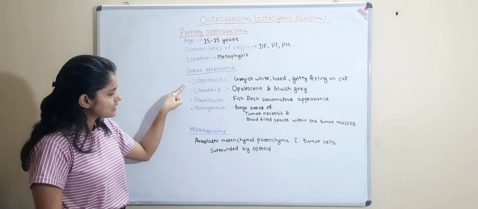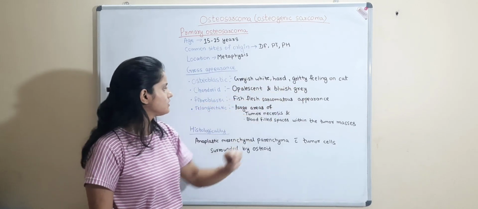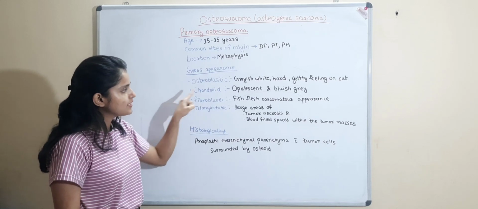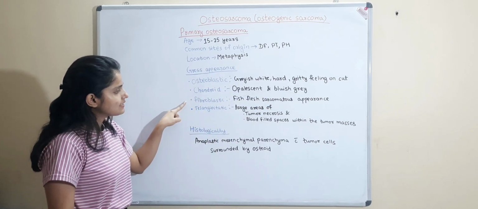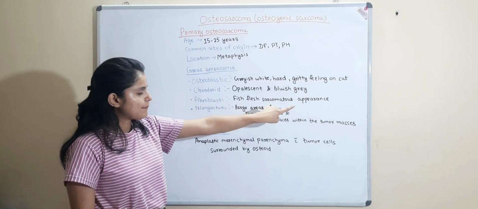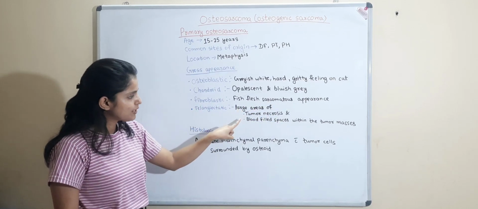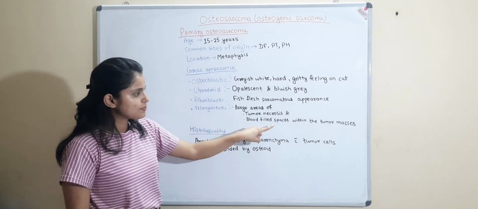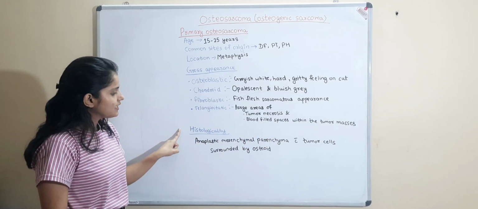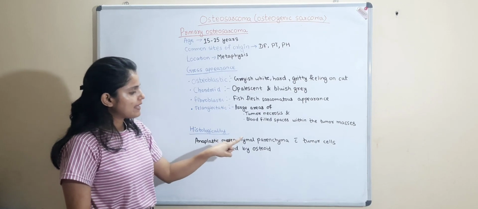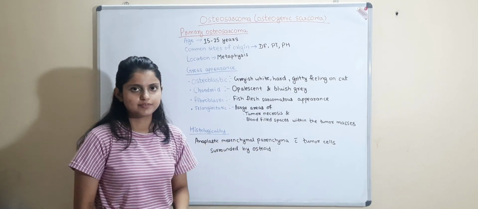In osteoblastic type, it looks greyish white, hard on touch, and gritty on the cut. In chondroid type, it is opalescent and bluish grey. In fibroblastic type, a fish flesh sarcomatous appearance is observed. In telangiectatic type, there is a large area of tumor necrosis and blood-filled spaces within the tumor mass. On seeing microscopically, anaplastic mesenchymal parenchyma with tumor cells surrounded by osteoid is seen.